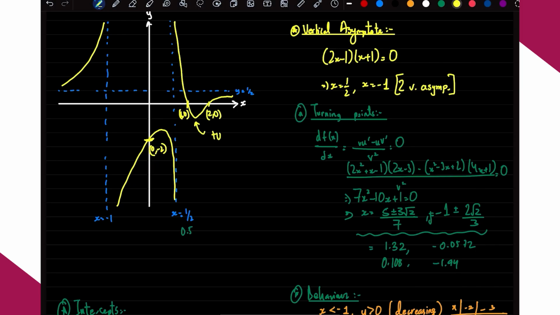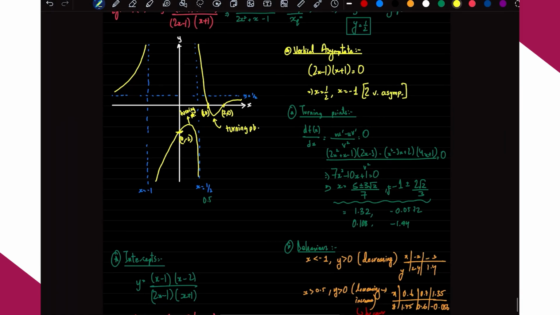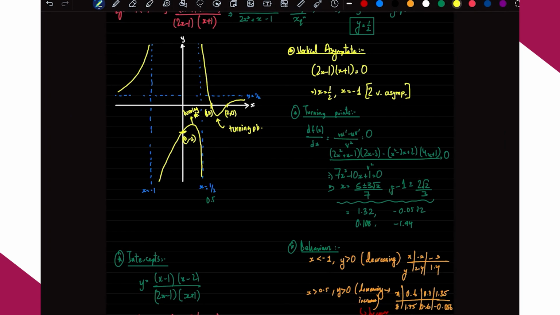This is a turning point, and this is a turning point. And that's how our graph is going to look for the following equation.